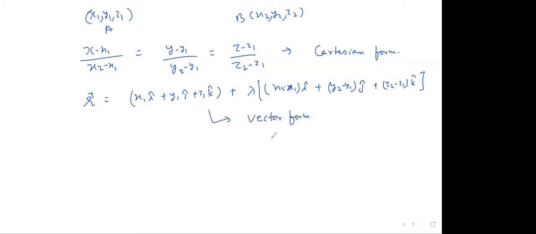In the Cartesian form, x, y, z are variables. x1, y1, z1 and x2, y2, z2 are the coordinates of the points.